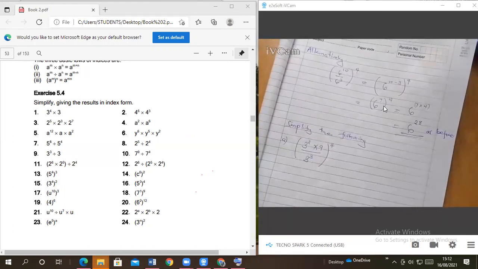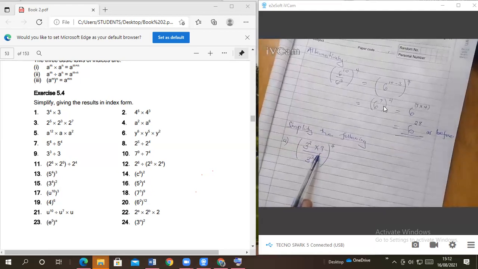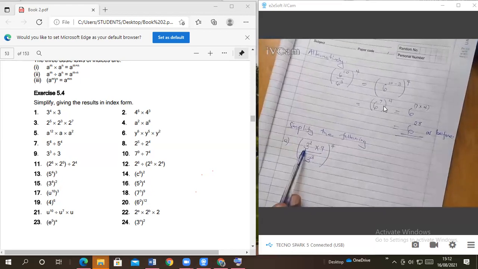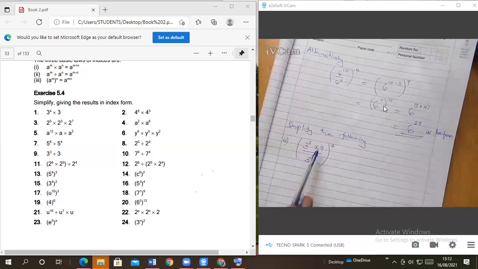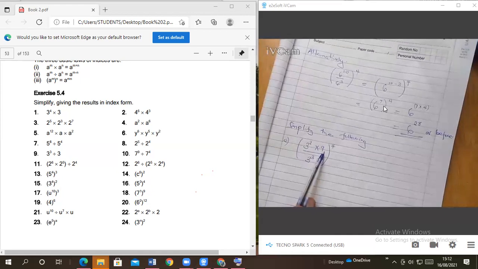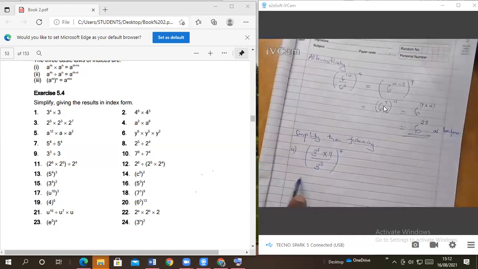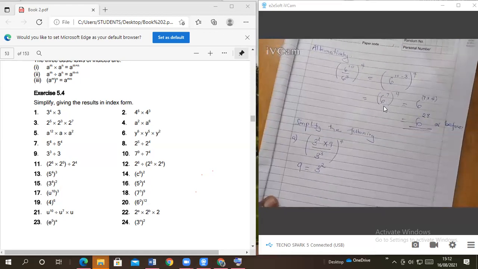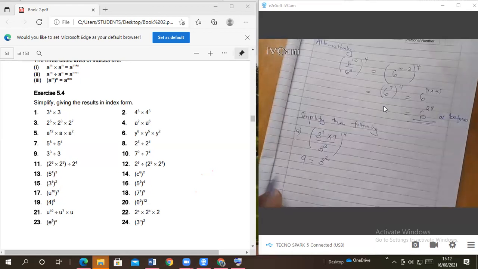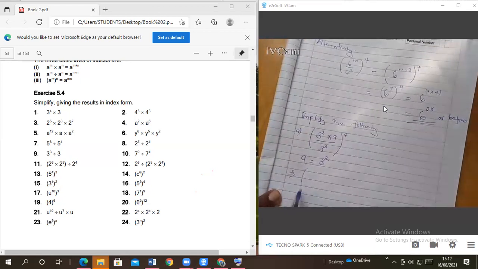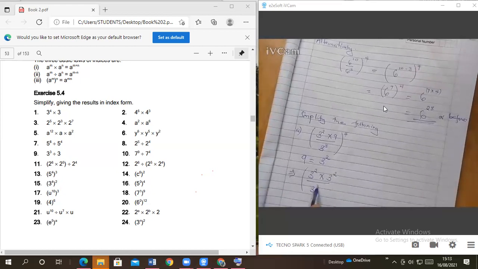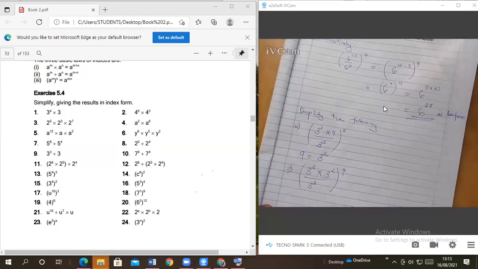So what are we supposed to do there? When you look at that question, what are we supposed to do first? Because when you look at 9, we have to first decompose 9, because this one is to the base 3. We know 9 is the same as 3 squared. After that, you put it back inside. So we shall have 3 to the power 2 times 3 to the power 2 divided by 3 to the power 3, raised to the power 4.